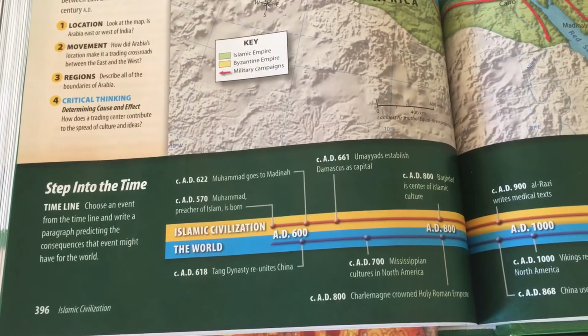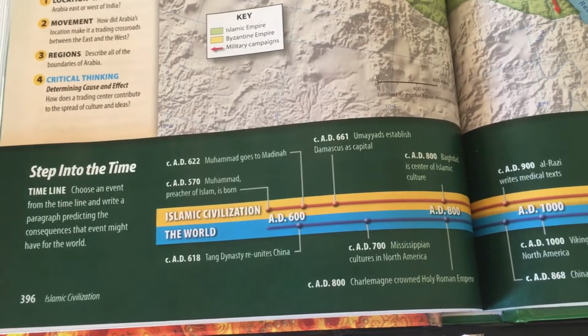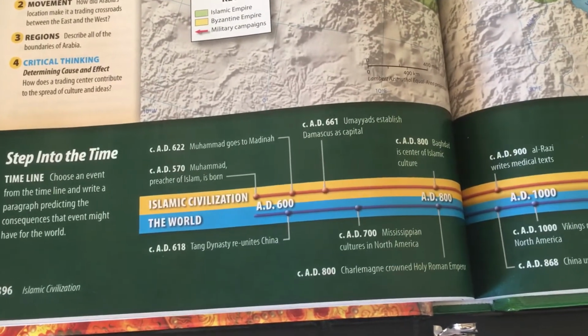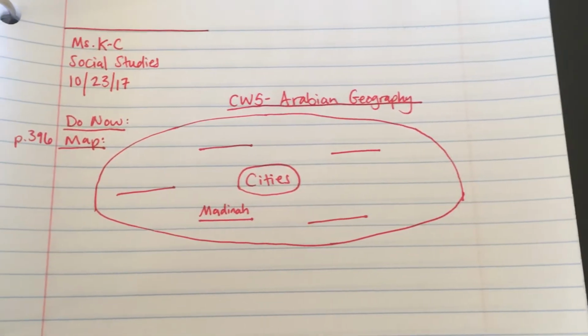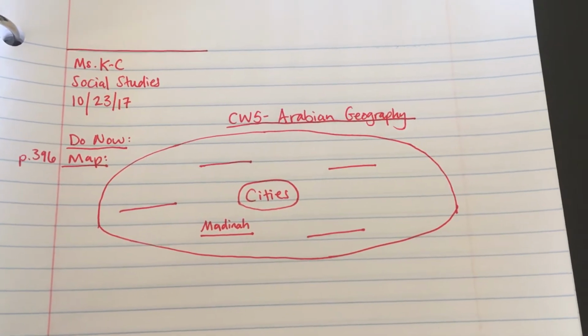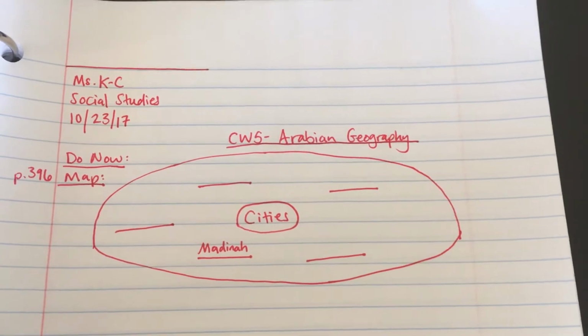Welcome, brilliant minds. Today's lesson is for October 23rd, and you should already have your textbook open up to page 396. You should also have your classwork 5 note set up for your do now already. If you do not have this already set up, go ahead and press pause right now and set up your notes for your do now.